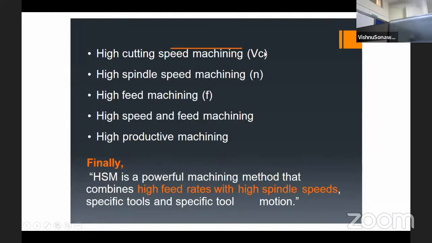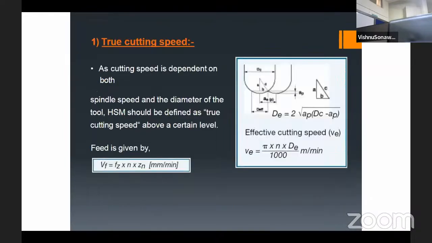These are some elements and parameters used for high-speed machining centers. In high cutting speed machining we see these parameters: high cutting speed N, high feed machining F, and high feed rates with high speeds, and specific cutting tools and specific tool motion are required for high speed machining. Here this is the circular form tool.